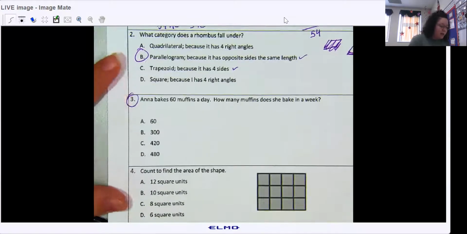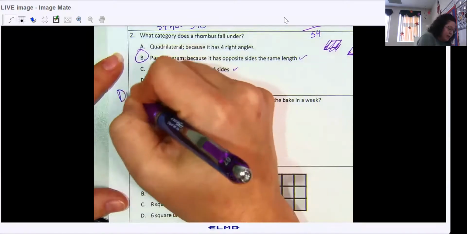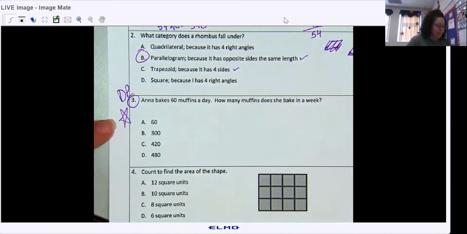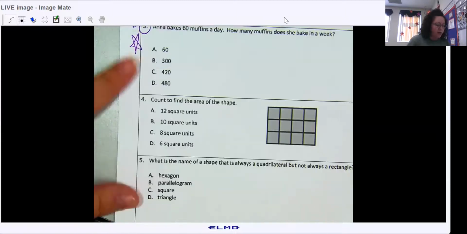All right, number 3 is your DP for today. You're going to have 2 of them. So we're not doing number 3. You go back and do it after we go through all the problems. Okay? All right, so we're going to move on to number 4.